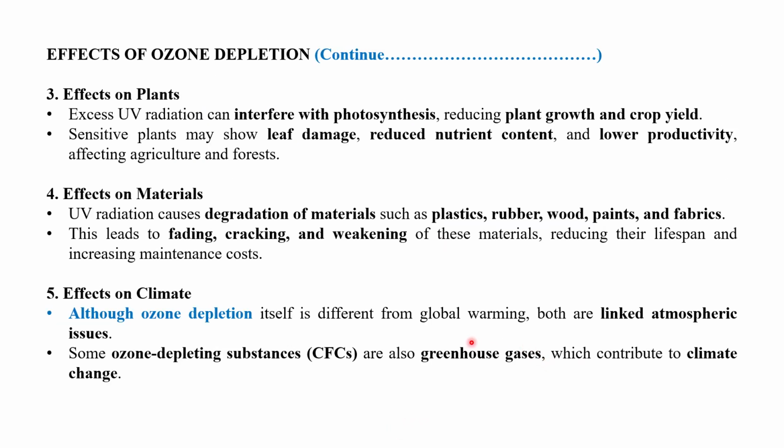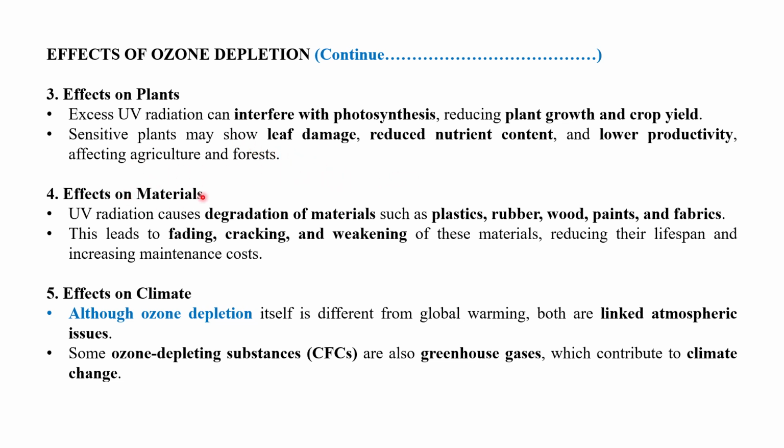So next effects we can see on plants. Excess UV radiation can interfere with photosynthesis, reduce plant growth and crop yield. Sensitive plants may show leaf damage, reduced nutrient content, and lower productivity, affecting agriculture and forests.